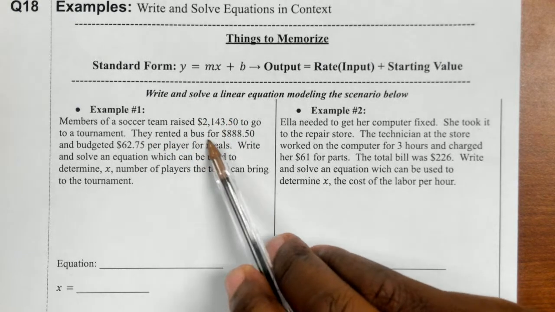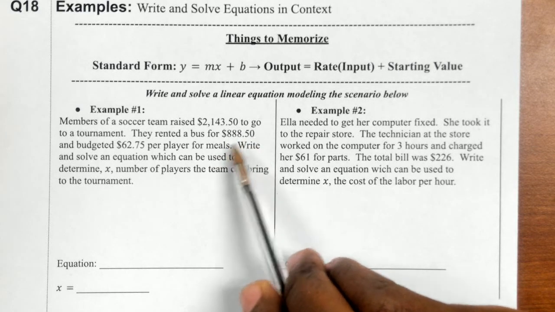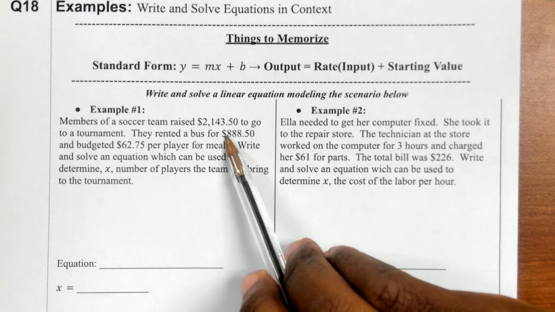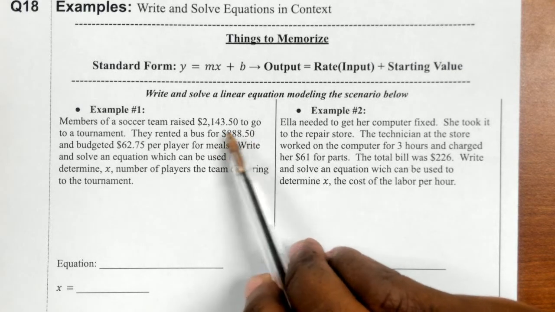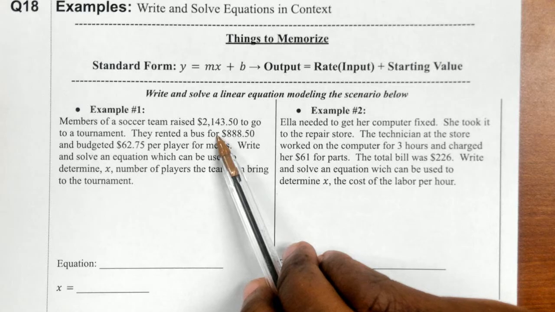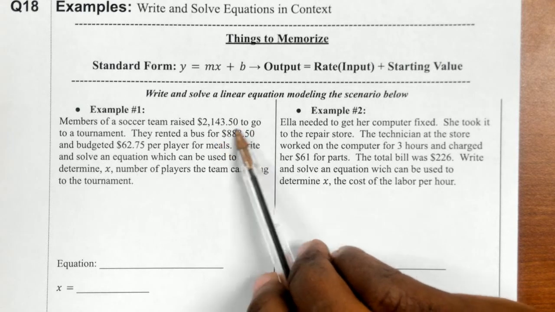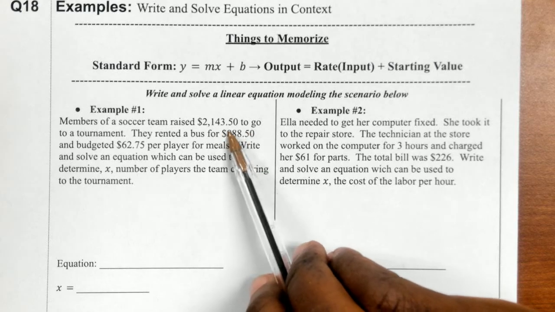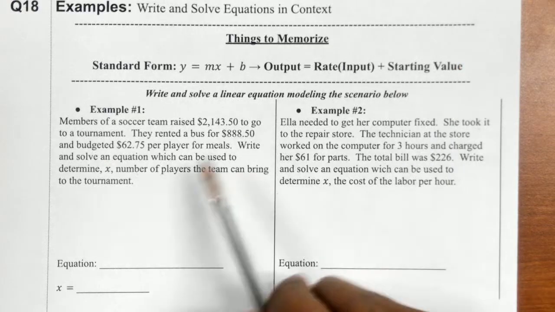They rented a bus for $888.50. That's the amount that they're spending only once just so that they can get the bus. They don't have to pay any amount per mile. They don't have to pay any amount as you go to a certain distance. This amount is the standard fee they get just for renting the bus. So this would technically be the starting value.